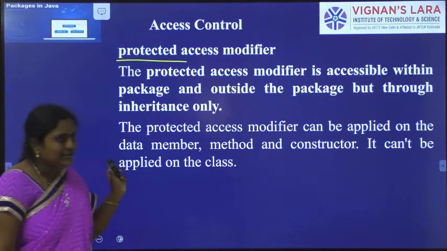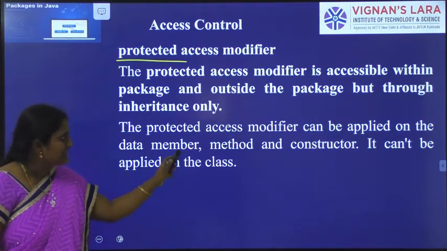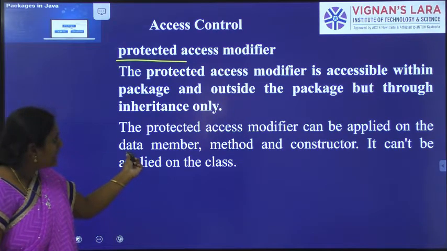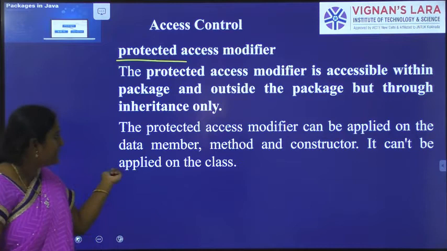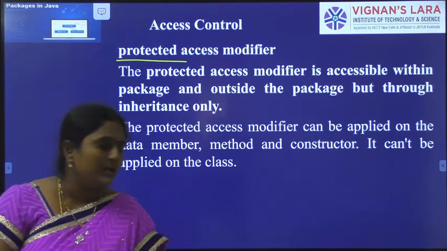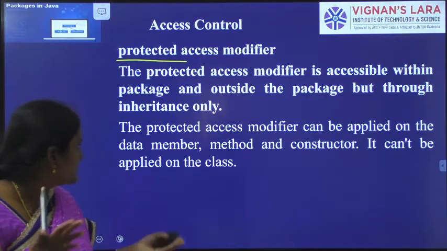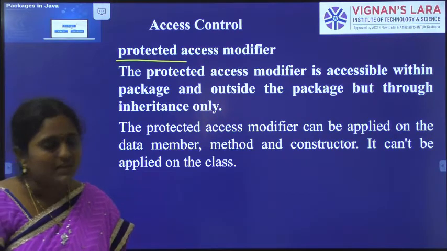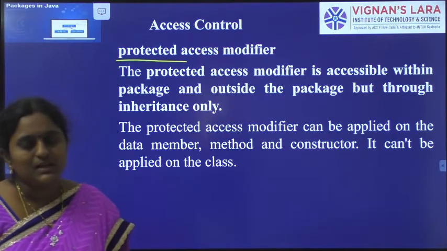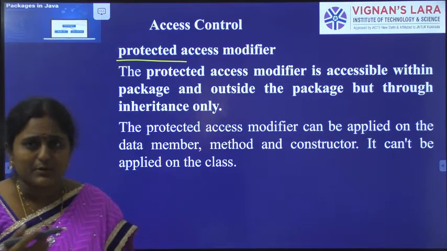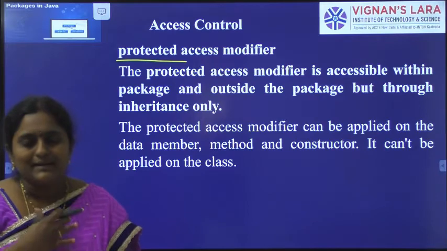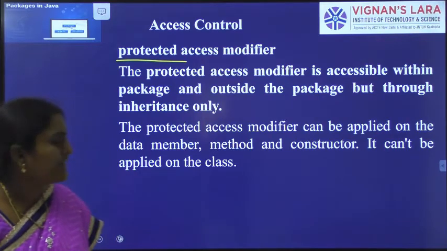Next, a restriction of the protected access modifier: it can be applied on the data member, method and constructor. It cannot be applied on the class. It can be applicable to data members, meaning variables, methods, constructors. So any method can be declared as a protected method, and any constructor can be defined as a protected member. But it cannot be applied on the class.